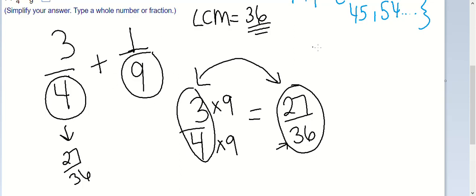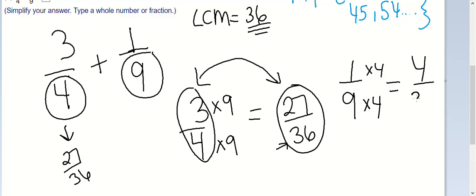Now I need to change the 1/9. I'm going to do exactly the same thing. I know I want 36 in my denominator. So I say to myself, what do I multiply 9 by to get to 36? 9, 18, 27, 36. I need to multiply by 4. Okay, and whatever I do down here to the denominator, I also need to do to the numerator to make sure my fractions stay equivalent. 1 times 4 is 4, and of course 9 times 4 is 36.